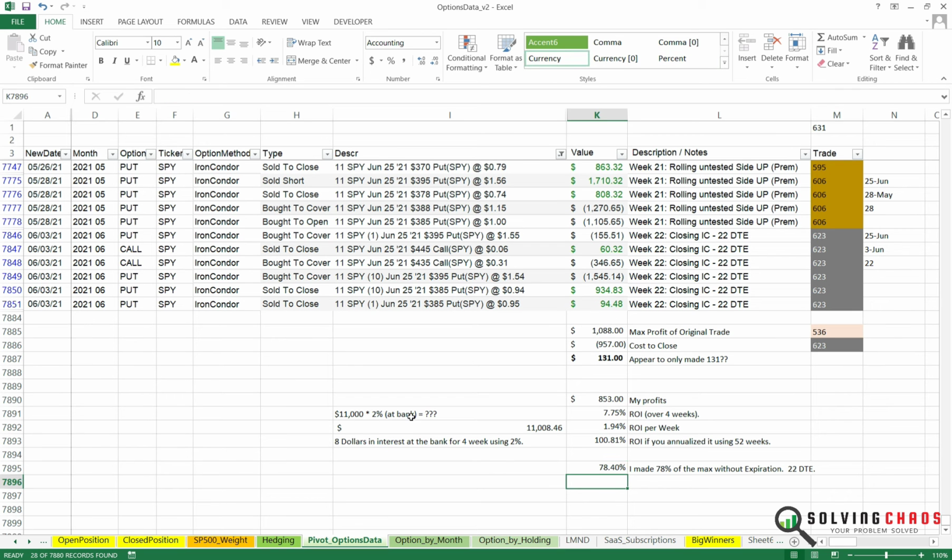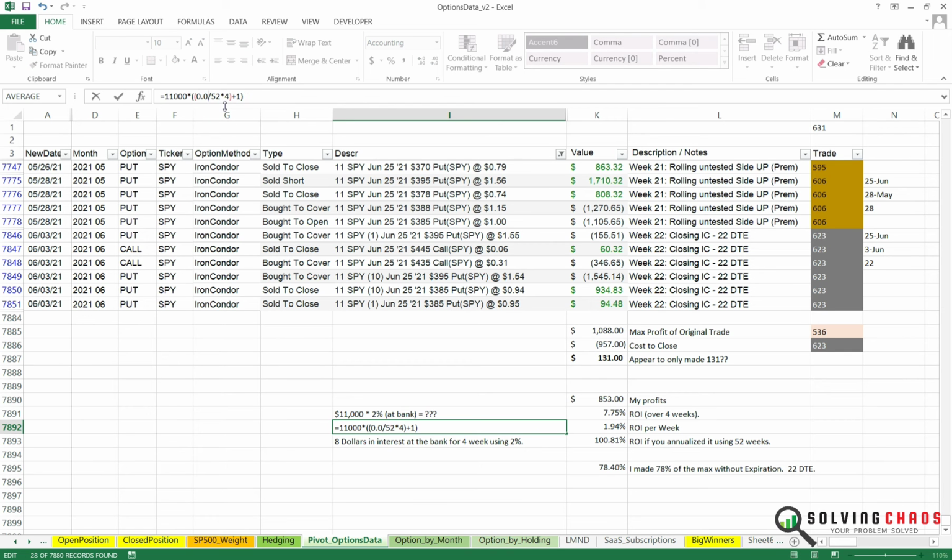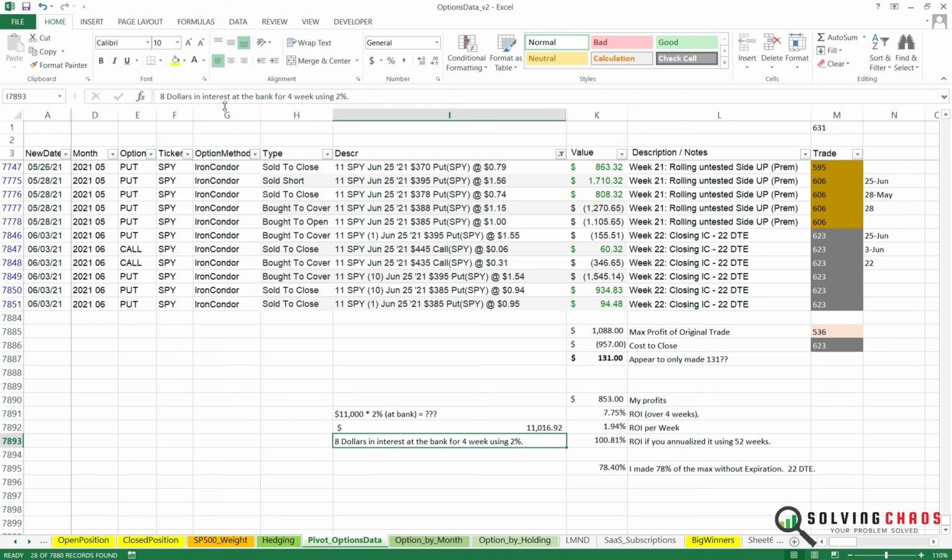Now, some people say, well, is that a dumb trade? Well, if you leave $11,000 in your bank, and I'm going to be super generous here, I'm going to assume your bank is going to pay you 2%, no risk. How much will you make? Well, I did the math for you. Let's just use 2%. I'm going to be generous here. There you go. At 2%, you made a whopping $16 in interest.